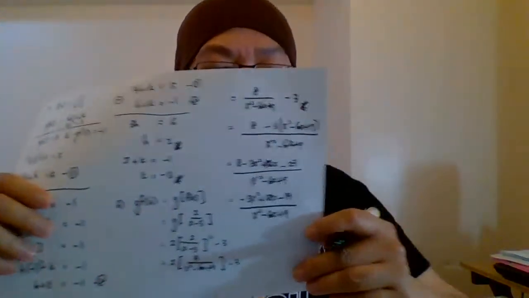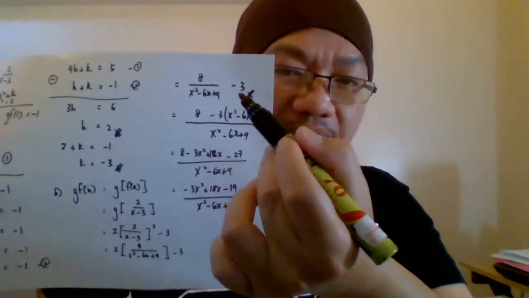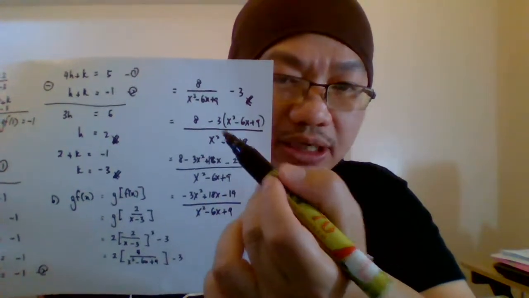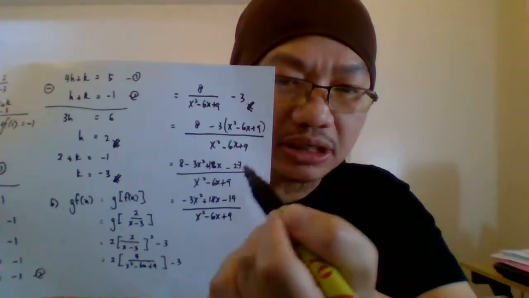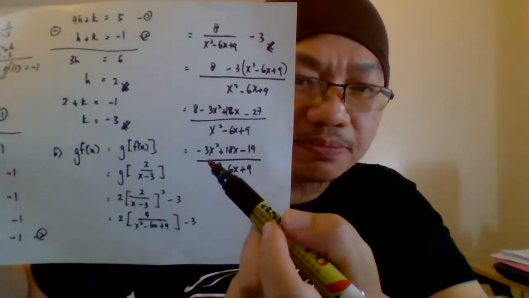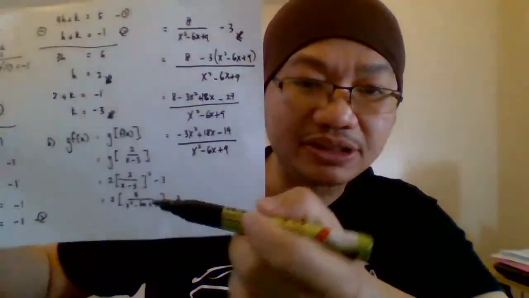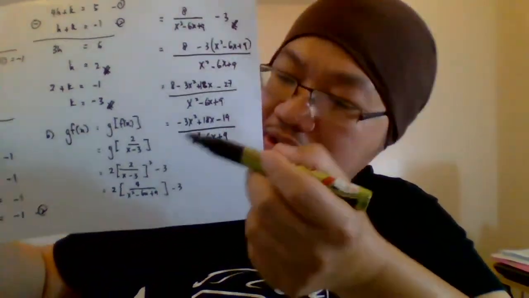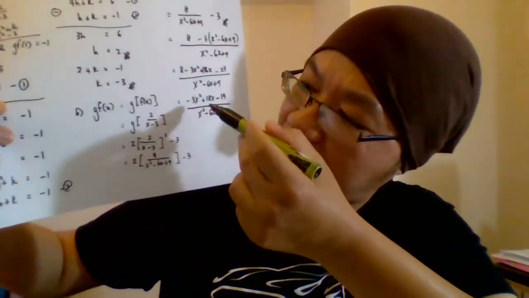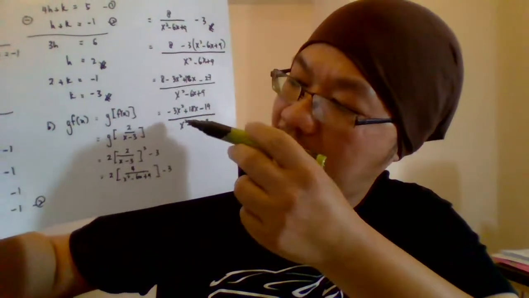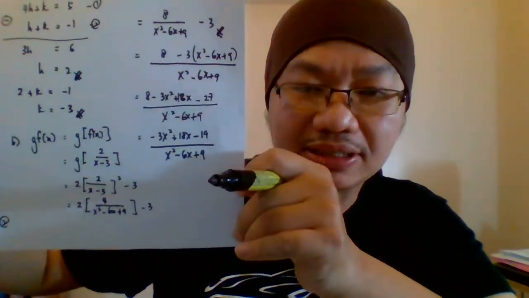Okay. After we simplify the number to become a fraction, you're supposed to get this one, and expand the 3 inside and solve the whole thing on the top here. You're supposed to get negative 3x squared plus 18x minus 19. Please double check the answer here. If I did something wrong here, please inform me. Okay, remind me. Now this is the final answer.